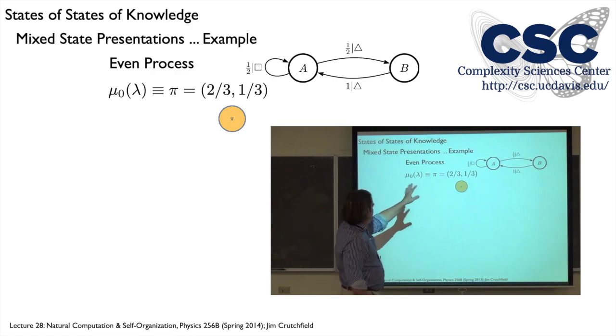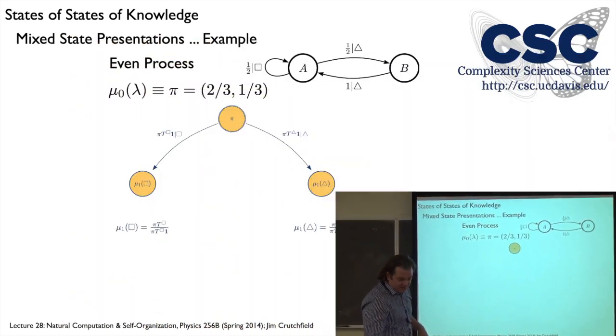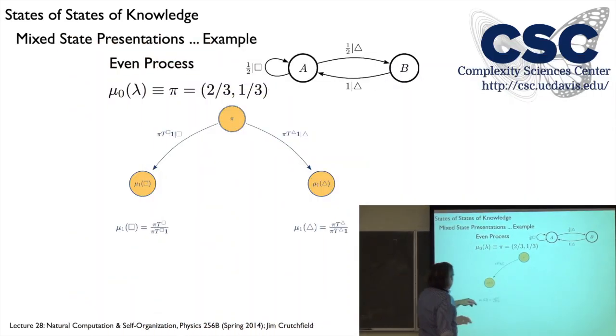Okay, so the even process, 2 states. We'll start with pi, the asymptotic state distribution. And then, okay, so we see a square down here, pi times T squared. Then we normalize it. That's the transition probability. Right here, it's just the probability of seeing a square starting in state distribution pi. And then we update, so we get mu1 having seen a square. It's that ratio. Same thing with a 1, okay?